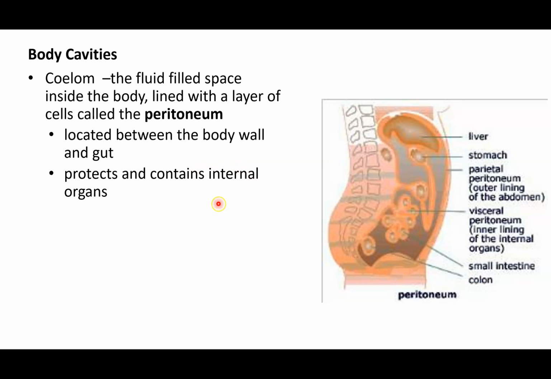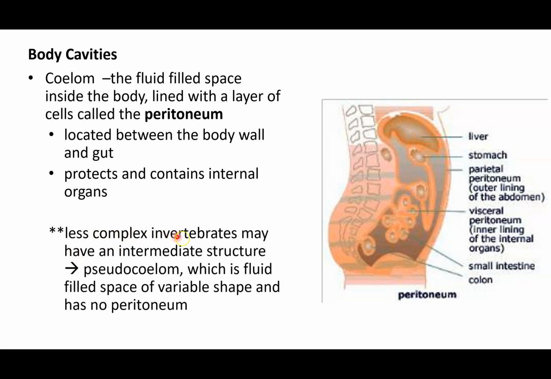So I chose this because it's important to understand in the case of humans how that body cavity, the coelom, is very important to keep all the internal organs safe in that space. Less complex invertebrates may have an intermediate structure, the pseudocoelomate, which is a fluid-filled space of variable shape and has no peritoneum. So in the case of the pseudocoeloms that I showed you before, they don't have this membrane that protects further, that layer called the peritoneum. They don't have the lining of the coelom with that layer. It's called the pseudocoelom.